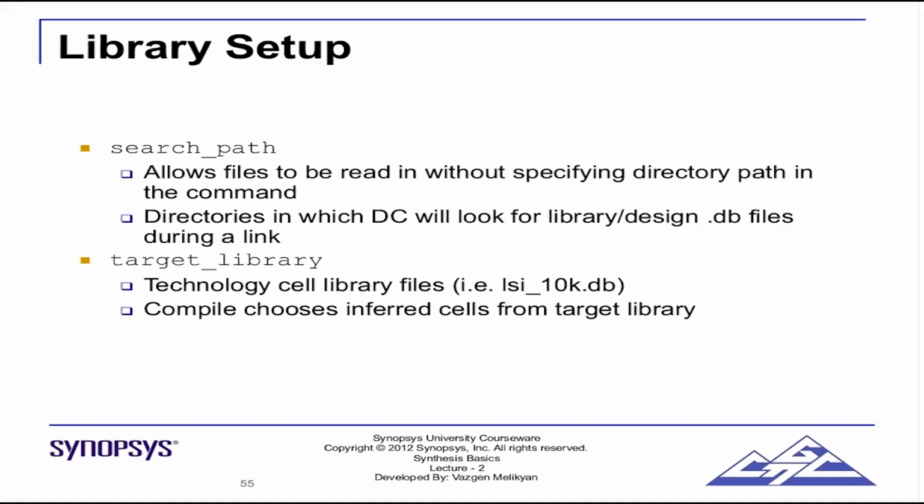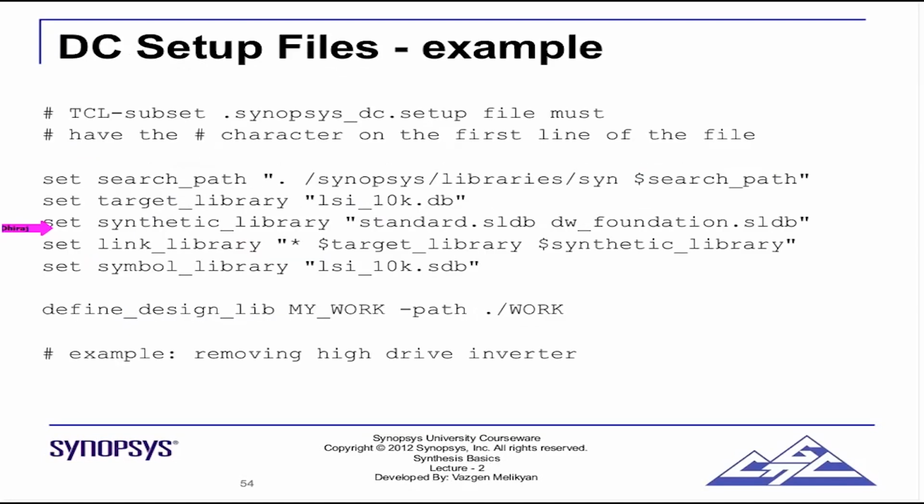So library setup. This is how we set up the library. We set up the search path. Search path allows the files to be read in without specifying the directory path in the command. So this is a set of directories in which DC will look for a library or design file during a link process. We will see more details of this. For example, the search path here is given as dot. There are three things here. $search_path means whatever is in there already, just append dot and this to it. So if you read in any design file or read in any library, it will search in these 3 directories if you do not give the complete path.